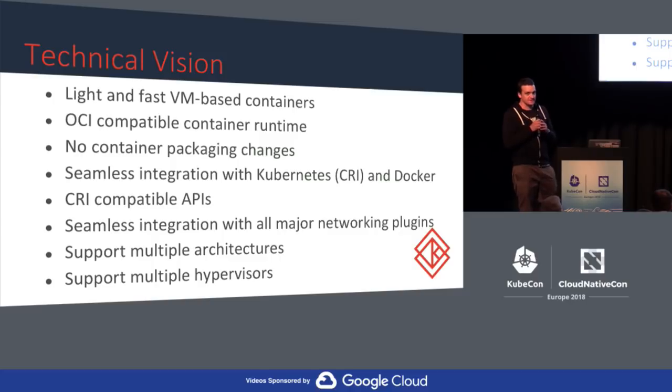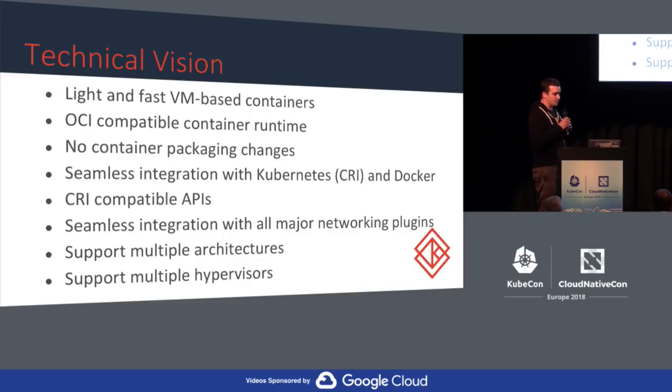Integration with the rest of the ecosystem is the second most important point. We really want Kata containers to work seamlessly. And by seamlessly, I mean that from a user perspective, you never notice that you're actually running on a virtual machine or on a regular container. You just can't tell.